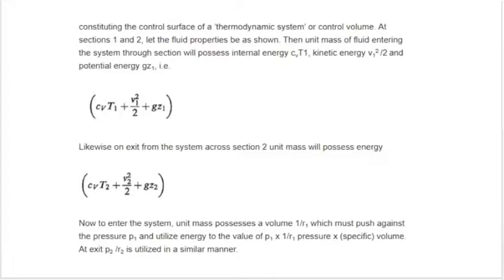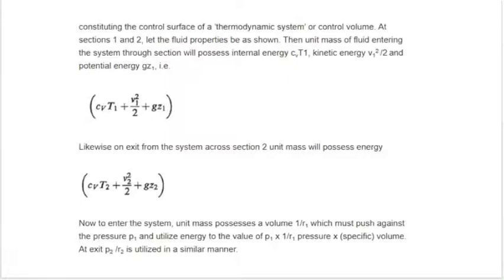If we talk about a thermodynamic system or a control volume, the fluid properties are temperature, pressure, density and velocities. As a unit mass is entering, it carries internal energy, kinetic energy and potential energy. Internal energy is CvT1. For kinetic energy, the formula is half m v squared. But the fluid is entering as a unit mass, so m is equal to 1.